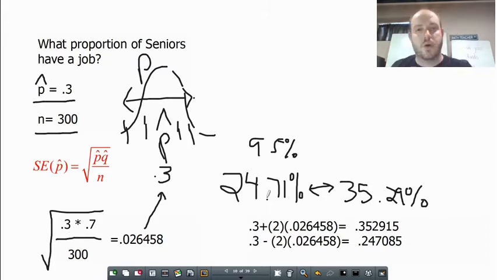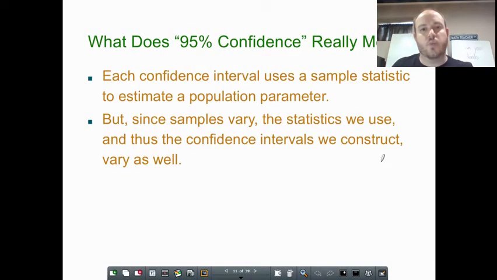Cool? One of the things that gets really confusing in this chapter is what a 95% confidence interval really means. All right. So when you say that you're 95% confident about something, does that just mean it happens 95% of the time? Does it mean that your answer is correct 95% of the time? Is your true proportion inside your interval 95% of the time? It gets a little confusing. So it says here that each confidence interval uses a sample statistic to estimate the population parameter, but since samples vary, the statistics we use and thus the confidence intervals we construct vary as well.